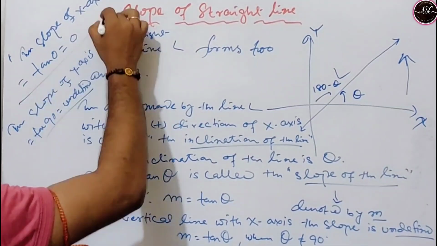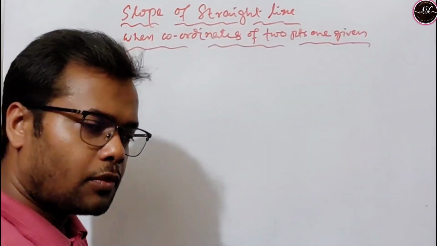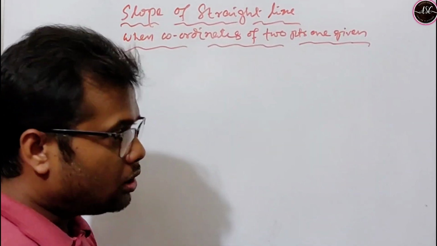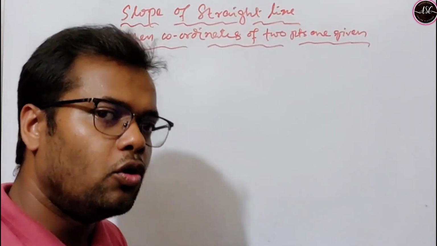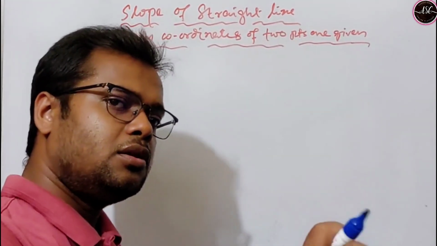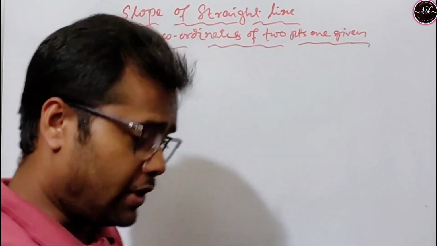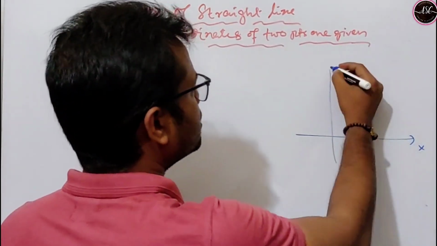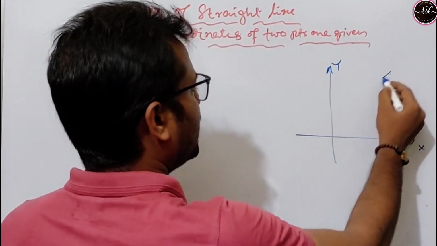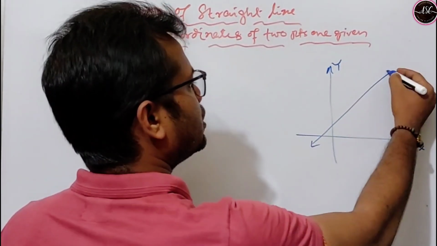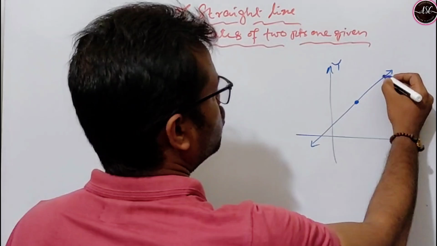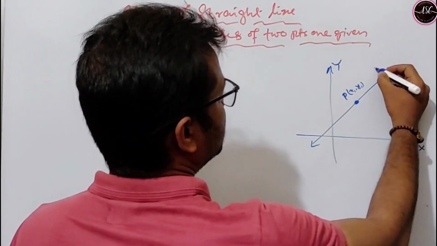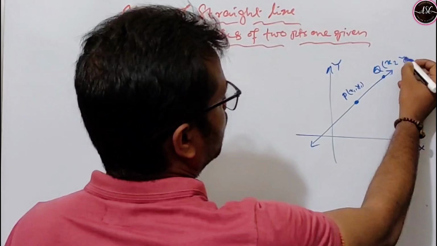This should be remembered. Okay, till now we have learned about the slope. Now we will discuss the slope of a straight line when the coordinates of two points are given. Let this be a coordinate plane, x and y. Here are two points on this straight line. This is P (x1, y1) and this is Q (x2, y2).